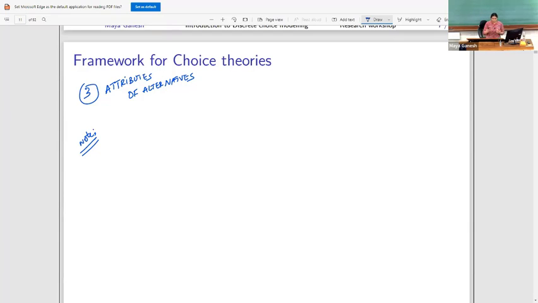Then the fourth element is the decision rule. Let me actually write this in the next slide.